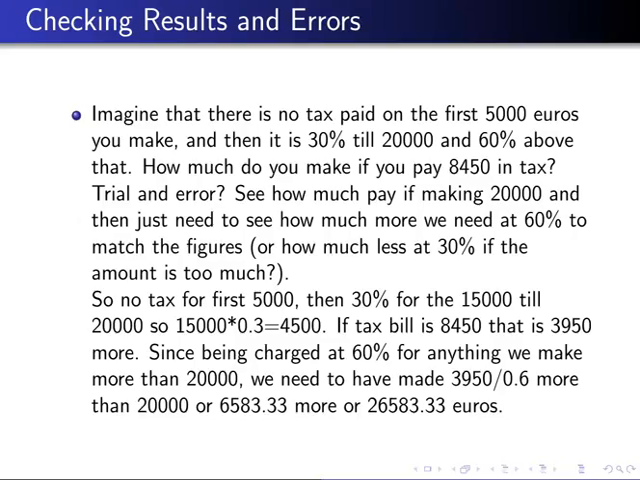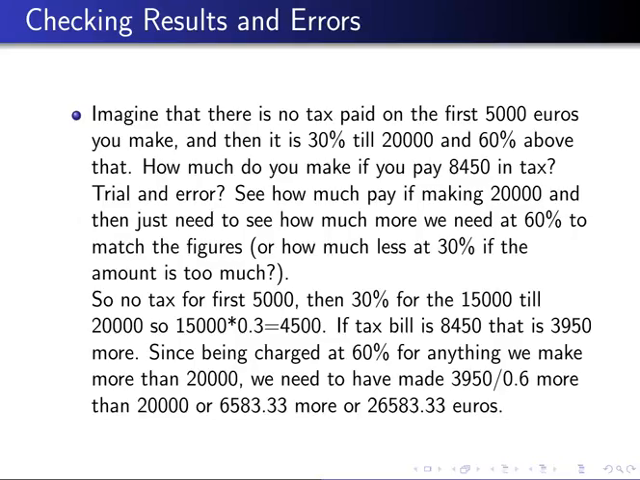So if my tax bill is 8,450, well, that's 3,950 more. Since I'm being charged at 60% for anything we make more than 20,000, we need to have made 3,950 divided by 0.6 more than 20,000. Which comes out at 6,583.33 more.